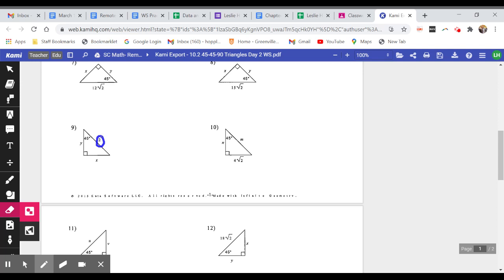And when we're looking at 45, 45, 90 triangles, we're used to seeing like 2 root 2 or 4 root 2. We're not used to seeing just a whole number there. And then we have to figure out a leg based on that. So these do get kind of complicated, but they're fairly easy to work through.